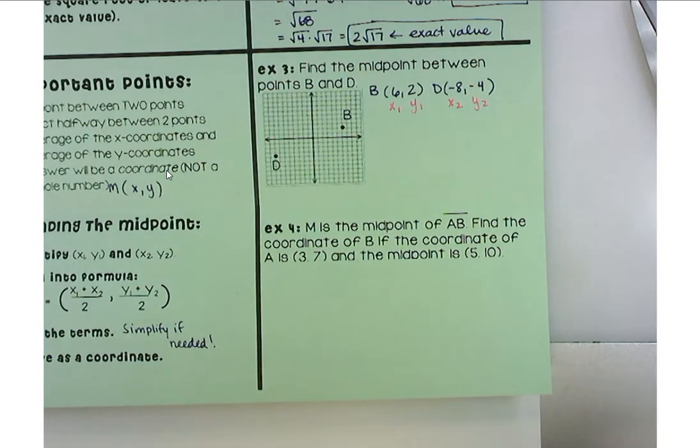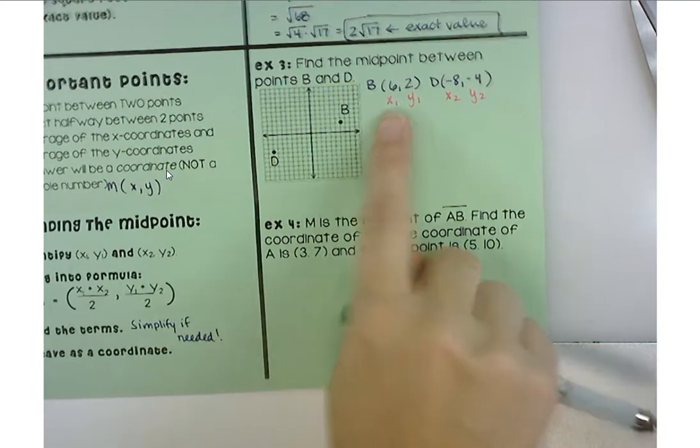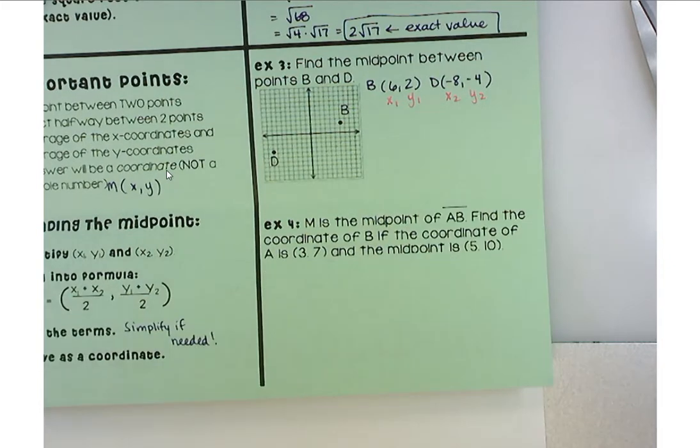Yes, so if you wanted to label this one x2, y2, and this one x1, y1, that would be perfectly fine. The key is the x1 just has to be with the y1, and then the x2 has to be with the y2.